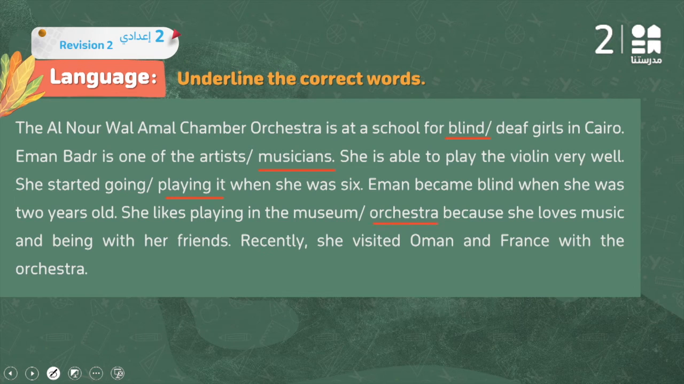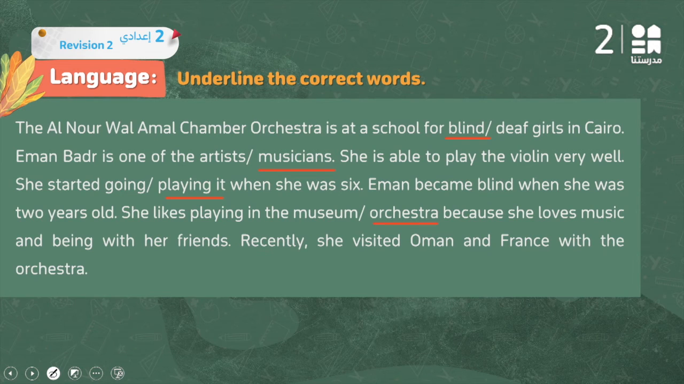Of course, in the orchestra. And we said orchestra means a group of musicians that are able to play a lot of musical instruments like cello, like violin, like flute, like piano, something like that. Recently, she visited Oman and France with the orchestra. So that was a brief or a quick review on this perfect orchestra.